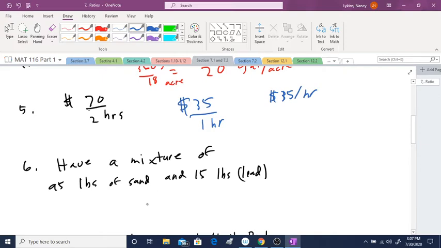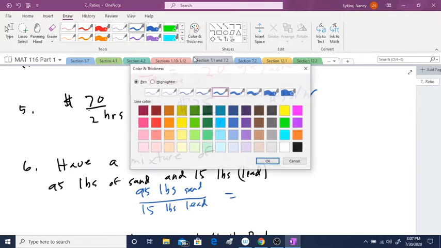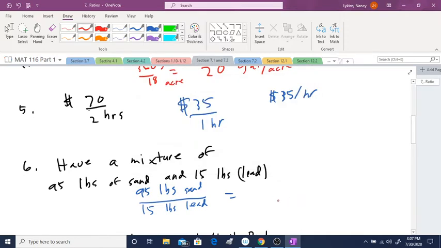Okay, so the ratio we're going to say is 95 pounds of sand over 15 pounds of lead. Five goes into both. So you would say 19 of sand over 5 goes into 15 3 times of lead. And so that means for every 19 sand, you need 3 pounds of lead.